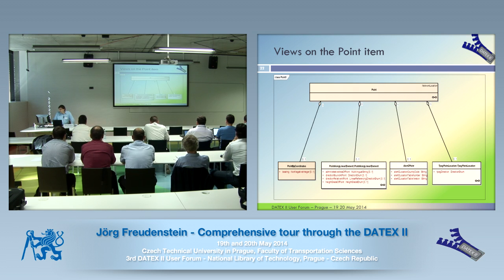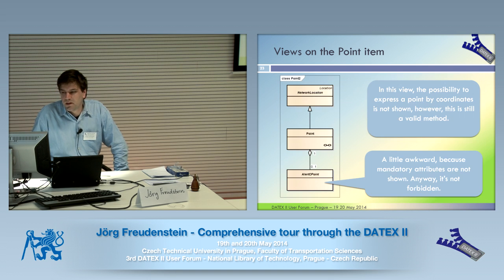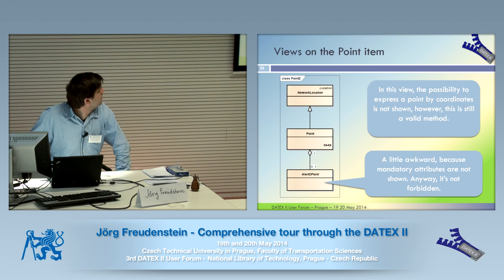This is an example for this. This is a view on the point item, which has different types of appearing by coordinates, by linear element, by LHC. And this is another view on the point item, which looks quite different, but is the same data basis.